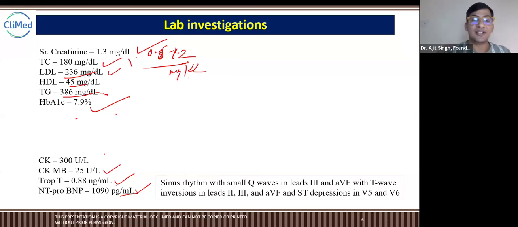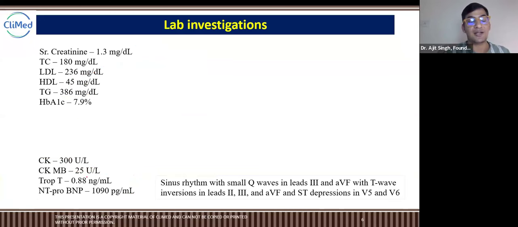See, usually CK must be less than 200 and CKMB must be less than 25. So it is almost normal, borderline. CKMB is borderline. What is Troponin T, guys? Is it high or not?